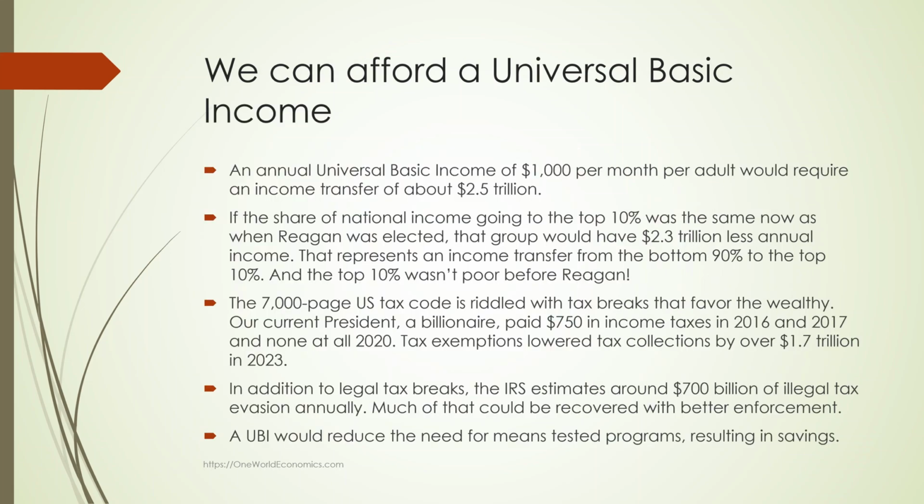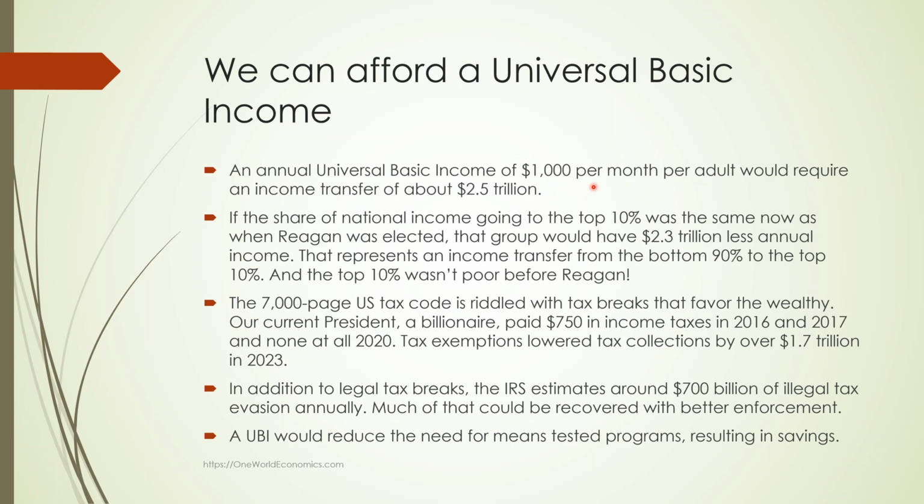We can afford a universal basic income. An annual universal basic income of $1,000 per month per adult would require an income transfer of about $2.5 trillion. So that would mean that every adult in the United States, working or not, would get $1,000 per month per adult. And that would require about 2.5 trillion because I'm excluding Social Security from that, because Social Security is essentially a basic income as it is.